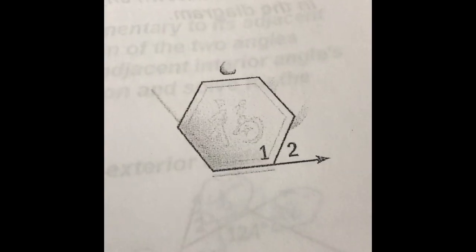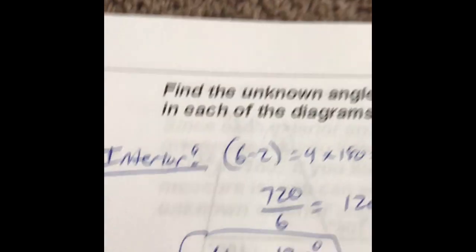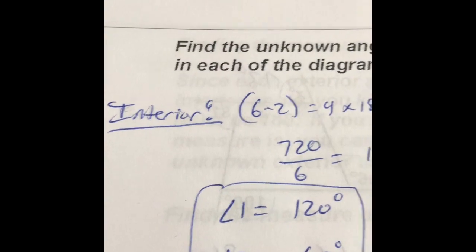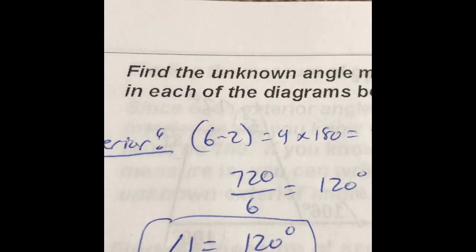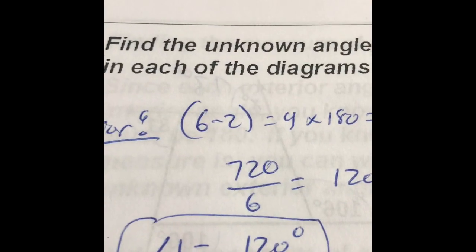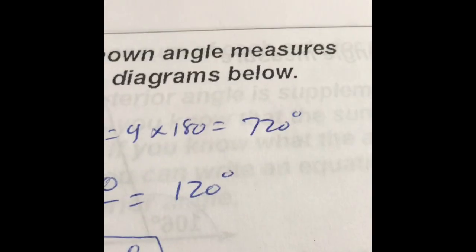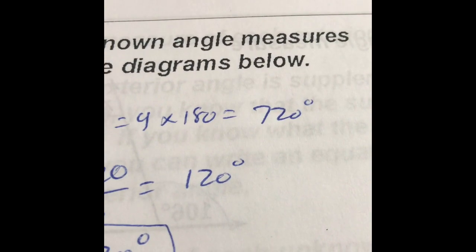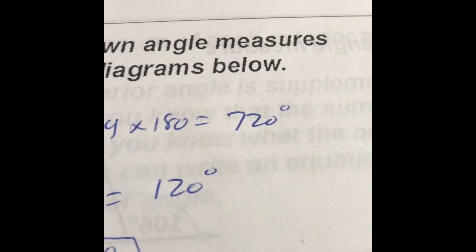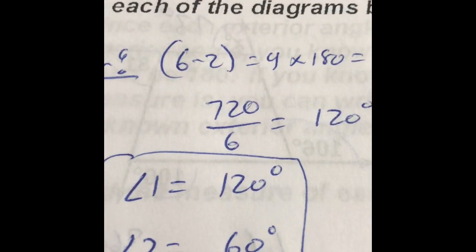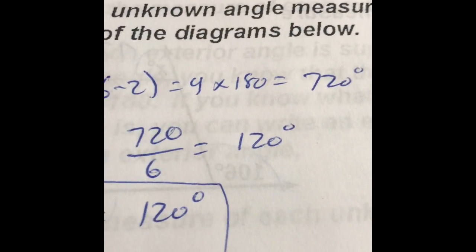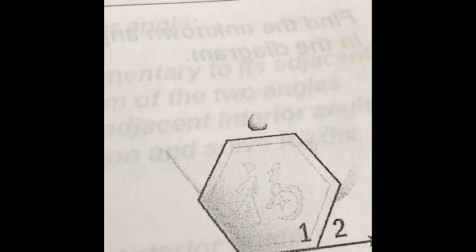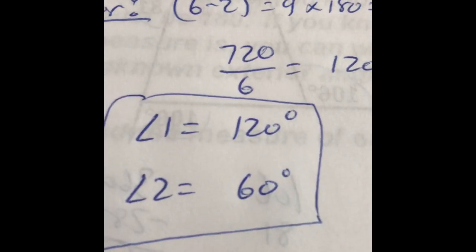All right, so let's talk about the regular hexagon. If you go back a few pages, angle 1 is an interior angle. So remember, to get your interior angles, you take the number of sides minus 2. So 6 sides minus 2 is 4, times 180 is 720. So the total number of degrees in that hexagon is 720 degrees. You're going to divide that by 6, because there are 6 angles in the hexagon. Each interior angle is 120 degrees. So angle 1 has to be 120 degrees.